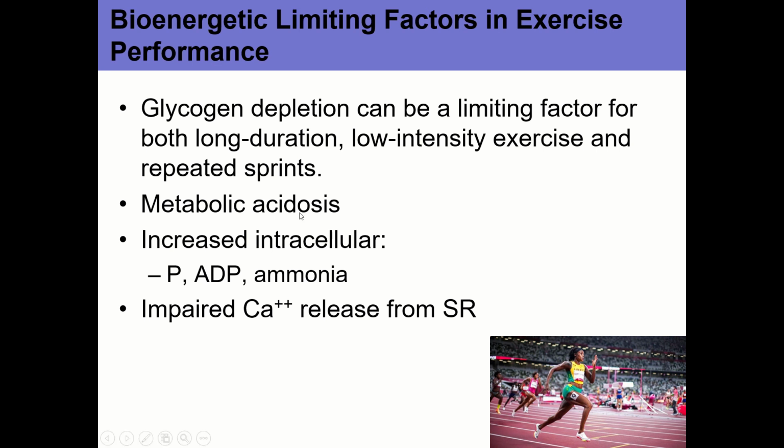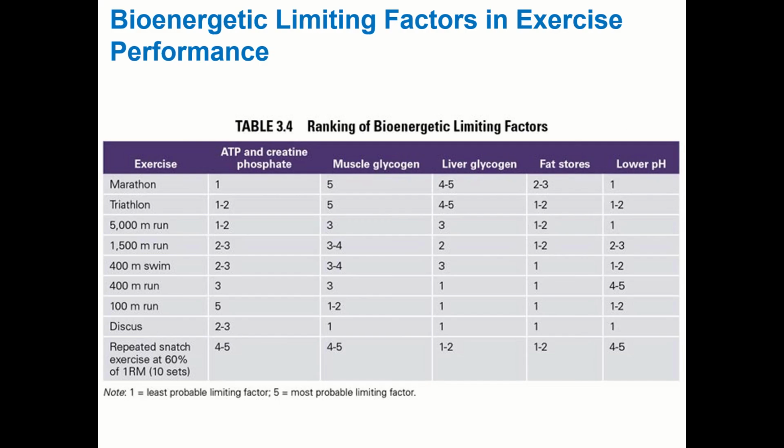Other things, metabolic acidosis. That's, again, you're running through ATP too fast, giving off too much hydrogen inside of the cell. The pH gets too low, and that then shuts down the glycolytic system. That interferes with cross-bridge formation, etc. And that's going to result in a decrease in performance. Increases in intracellular phosphate, adenosine diphosphate, and ammonia, related to metabolic acidosis, and then impaired calcium release from the sarcoplasmic reticulum, which again is probably also related to metabolic acidosis.